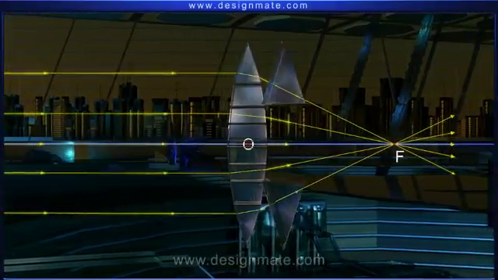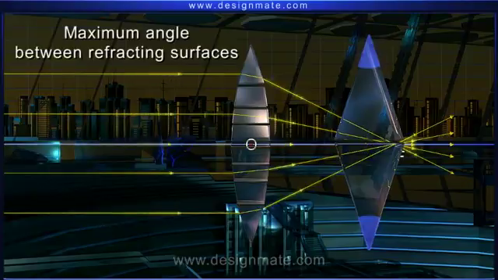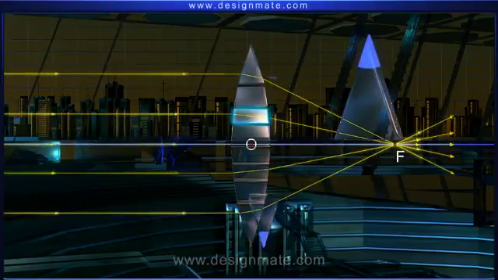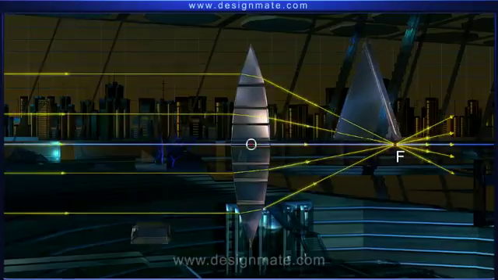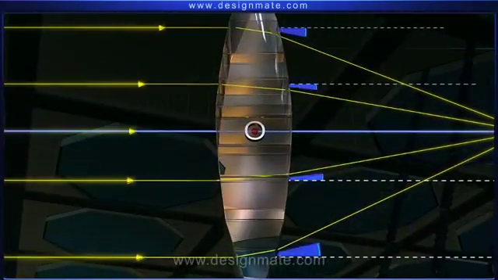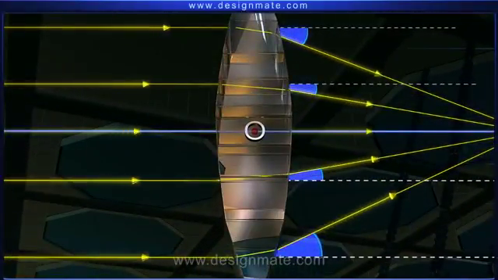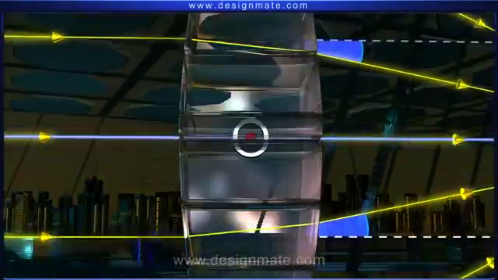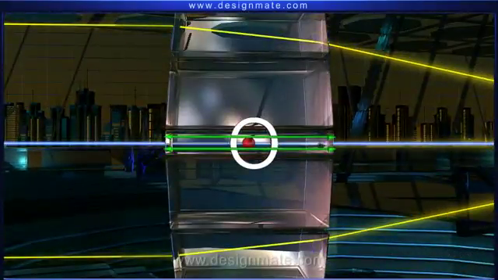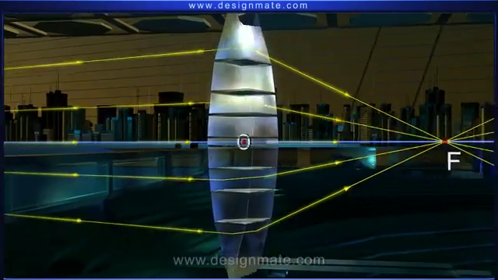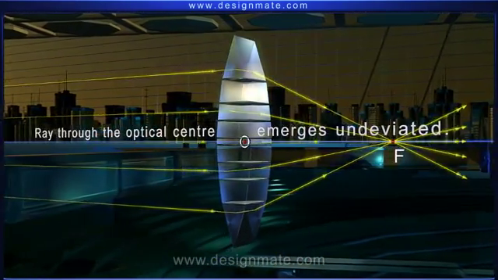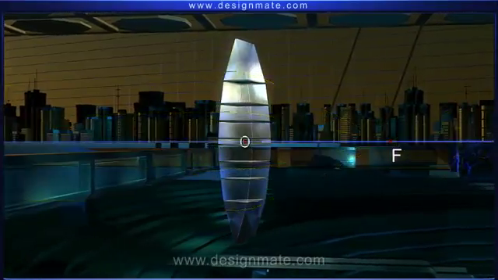This is because the top and bottom prisms have the greatest angle between the refracting surfaces. As we move towards the principal axis, this angle reduces. This causes corresponding decrease in bending of the rays. At the center, no bending occurs for the glass faces are parallel. The ray through the optical center emerges undeviated along its original direction.